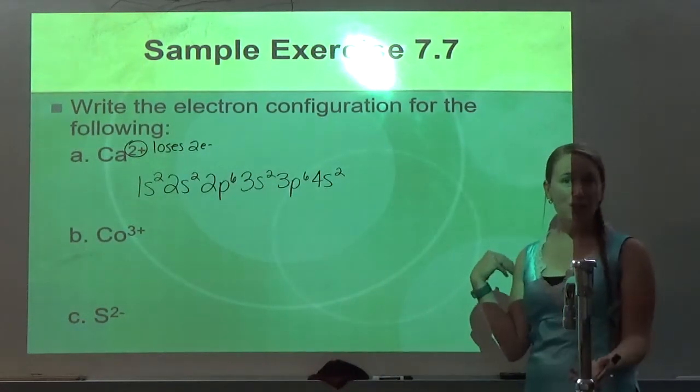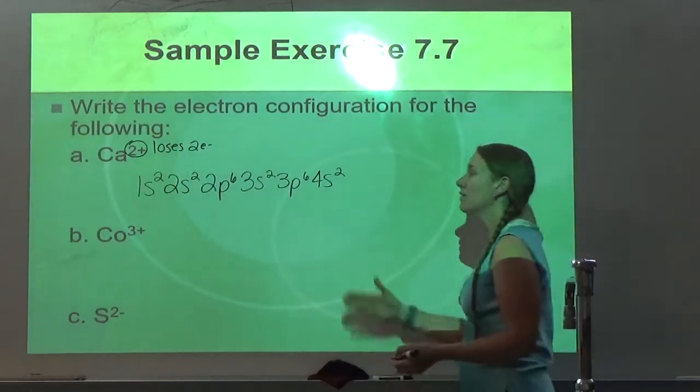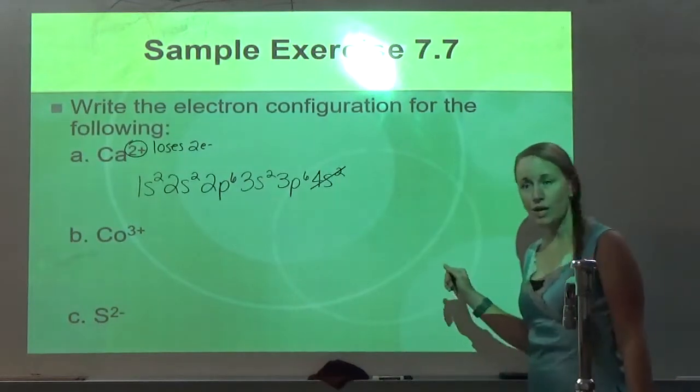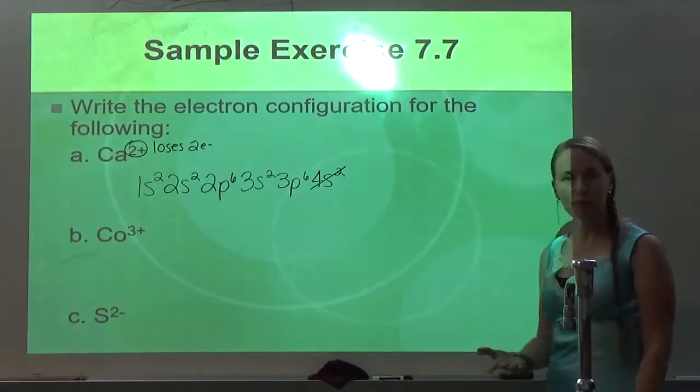Remember, it's negatives, so everything seems backwards. So we have to remove from the highest sublevel. So we remove that 4s2. So your answer should just end with 3p6.